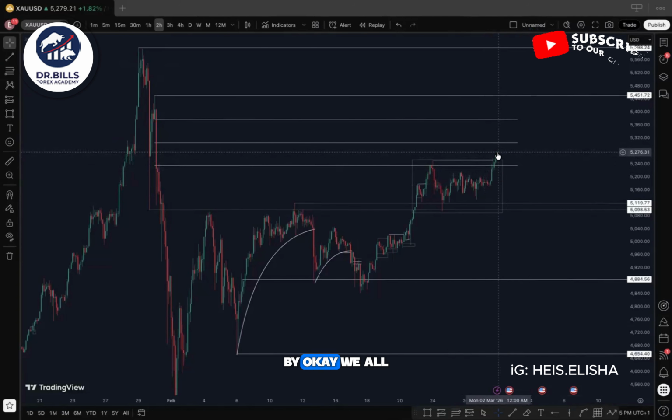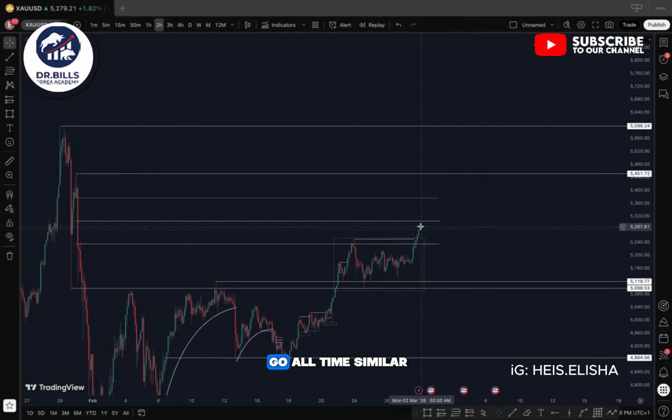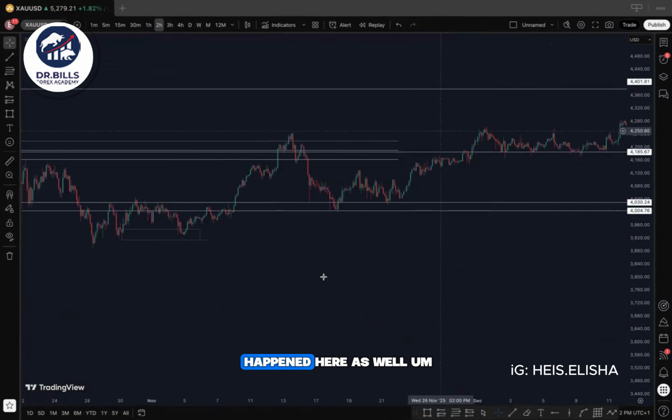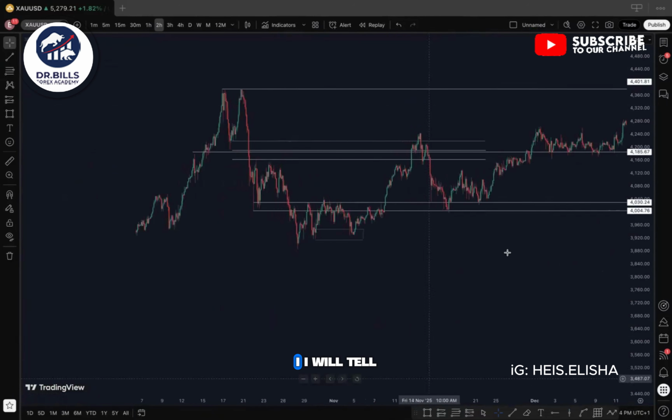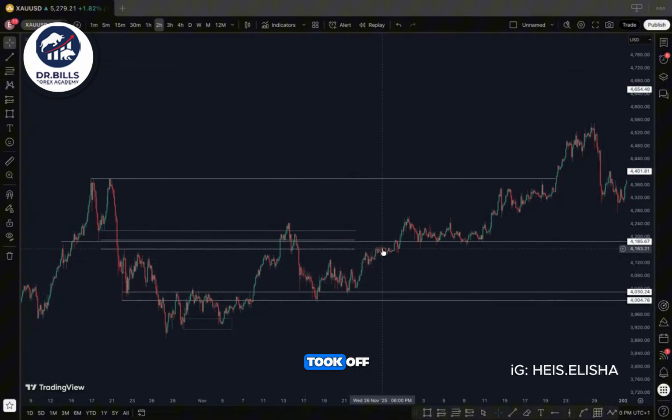Okay, we all know that coming into the new week, coming to the new week in March, by March, we're expecting gold to keep going higher. And depending on how it goes, we might see price go all-time high, similar to what happened here as well. I will tell you, first of all, that when price got to this level, the buys here were also chaotic before it took off.